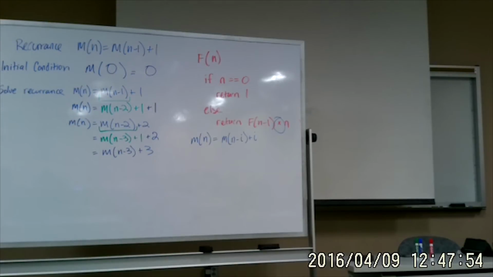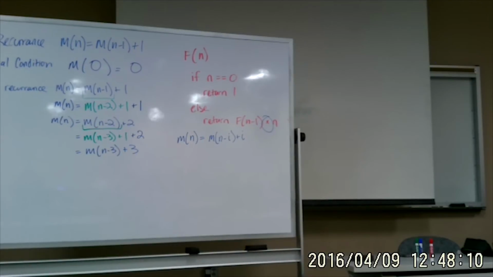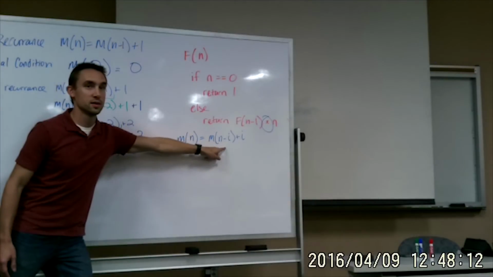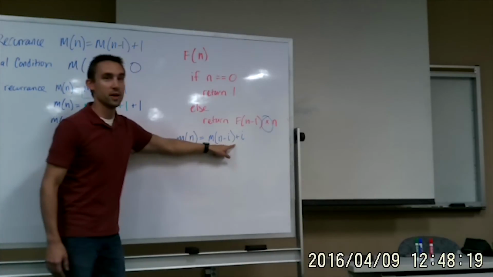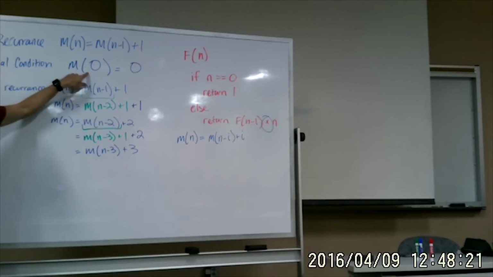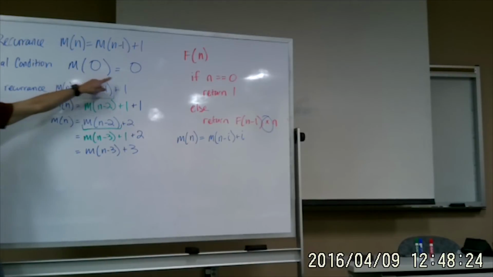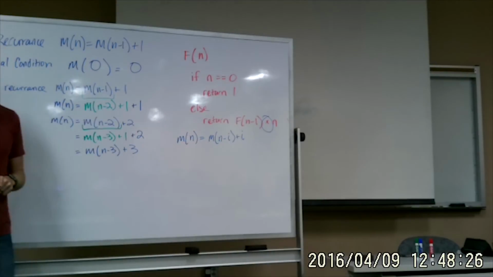We used our recurrence, and we used backward substitution to identify a pattern in the recurrence. We haven't used the initial condition yet. And what we want is to get rid of this. And so here's the key. If we can get this, m of n minus i, to equal this, m of 0, then we can plug in 0 for this. Right?